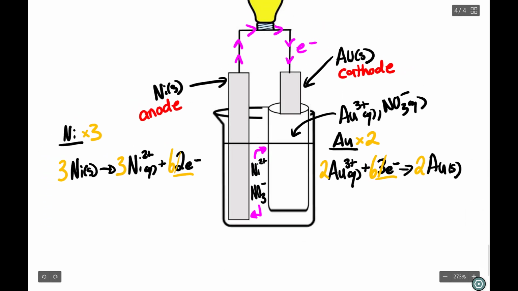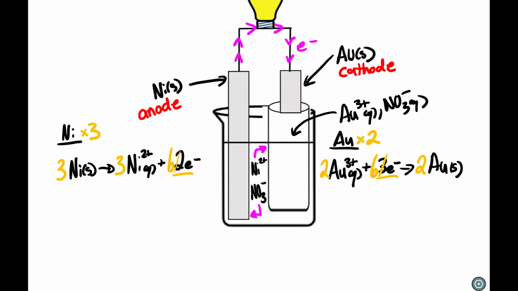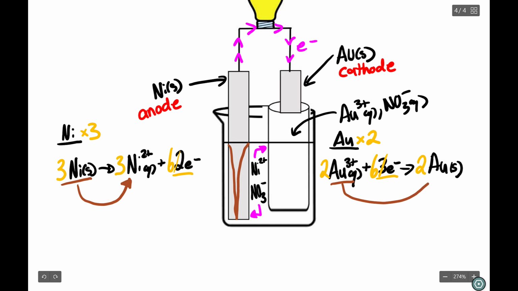The next thing we need to do is our evidence. Because nickel is starting as a solid and turning into an ion, it's physically losing mass. That solid piece of nickel is getting smaller. So this is going to be a smaller electrode at the end. Gold ions are gaining electrons and literally plating onto the gold electrode that's already there, and it's going to get bigger. So I'm just going to extend this electrode. This is going to have a gain in mass, and this is going to have a loss in mass.